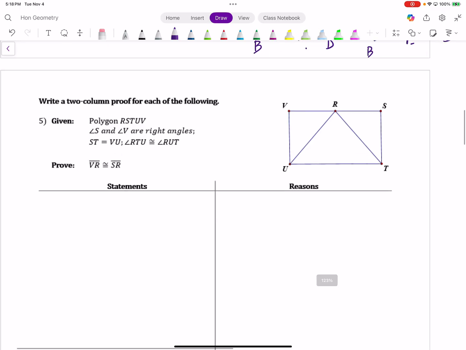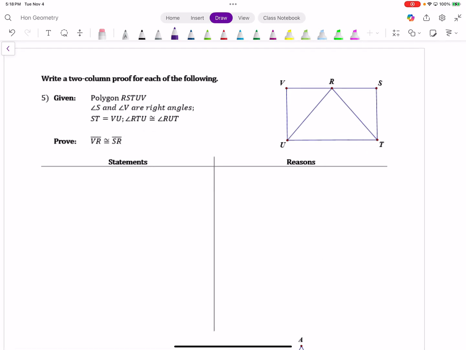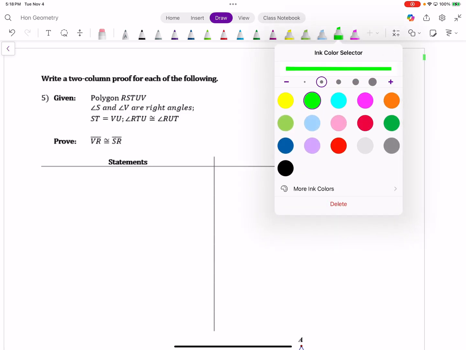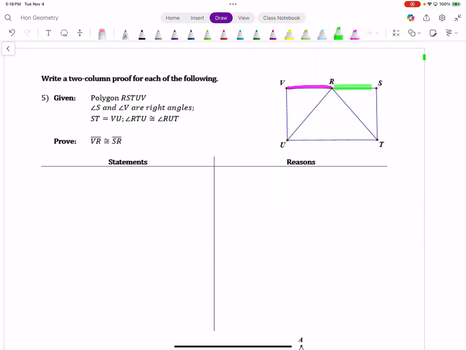Write a 2-column proof for this. What are we trying to prove? That VR is congruent to SR. So those are the ones I'm looking to prove are congruent. Okay. So what do I know?